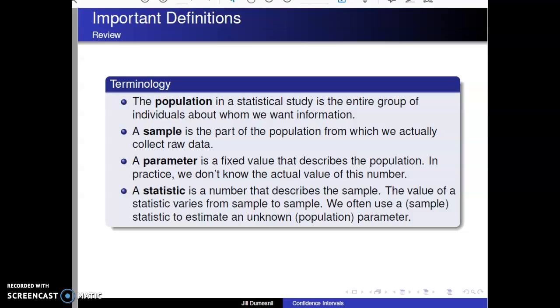A statistic is a number that describes the sample. The value of a statistic varies from sample to sample. We often use a sample statistic to estimate an unknown population parameter.